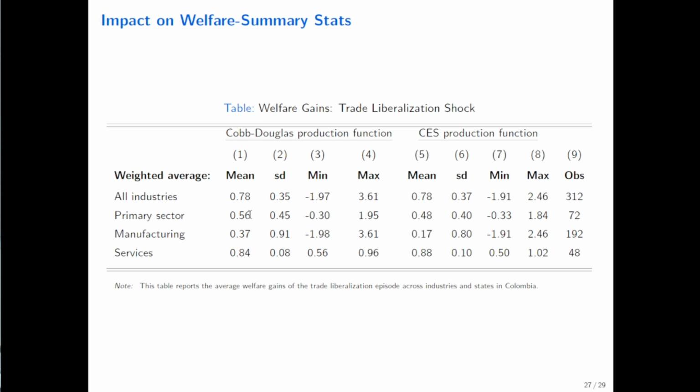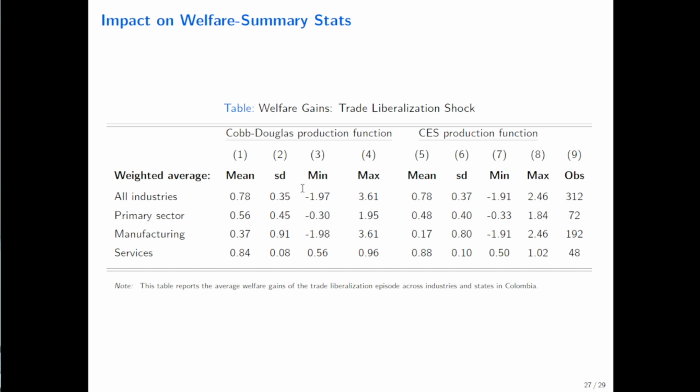But for the primary sector, and especially for the manufacturing sector, there is a big decrease in welfare. The average welfare gain in the Cobb-Douglas case is 0.37%, while in the CES production case it is only 0.17%. So there can be a huge effect on welfare in the manufacturing sector.